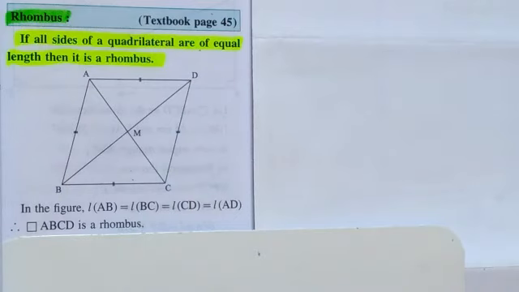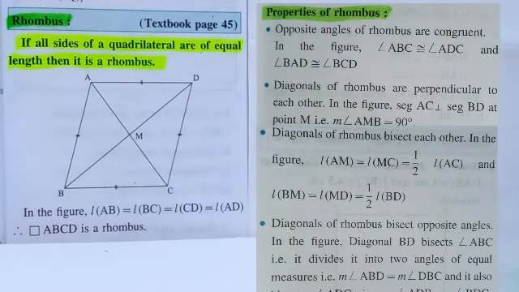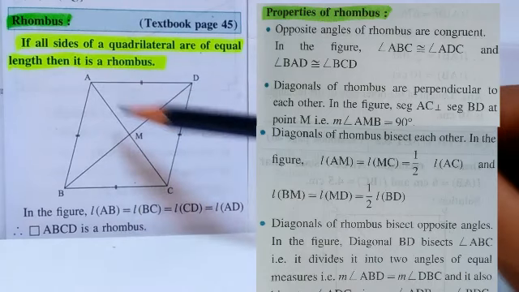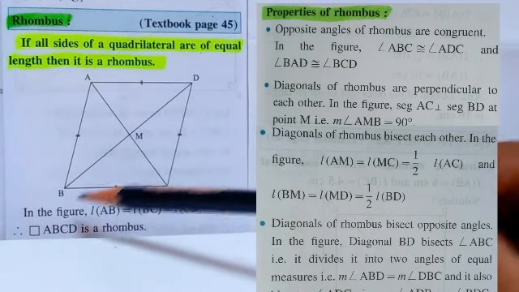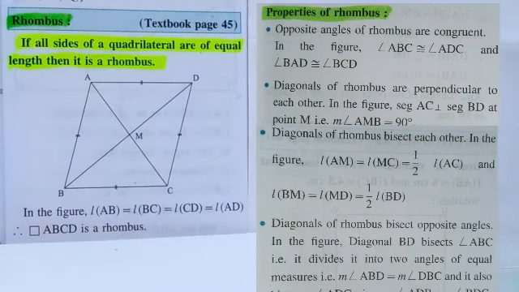Therefore, in this figure, the lengths AB, BC, CD and AD have the same measurement, but their angles are not right angles. So quadrilateral ABCD is a rhombus. Let's see the properties. The first property of a rhombus is that the opposite angles of a rhombus are congruent. It means in this figure, angle ABC has the same measurement as angle ADC. That means the opposite angles have the same measurement. In a similar way, angle BAD and angle BCD have the same measurement.